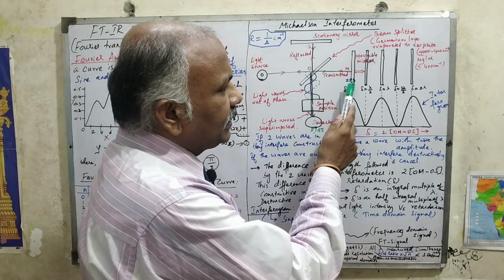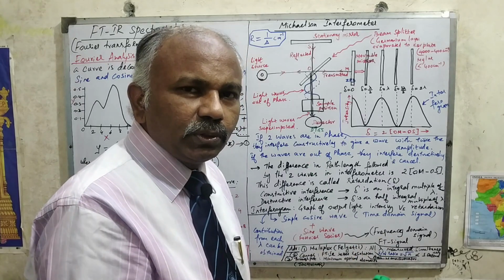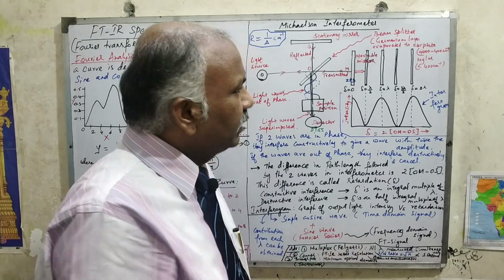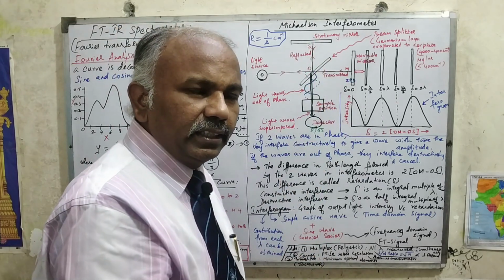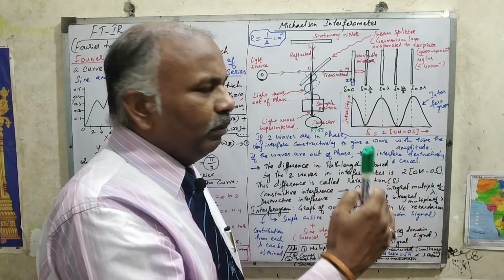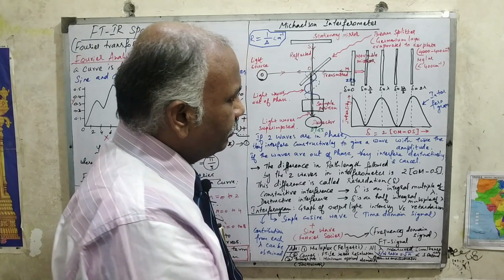We also call it ZPD. ZPD refers to zero path length difference. There is no difference in path length between the transmitted radiation and the reflected radiation coming from the movable mirror and the stationary mirror. Right?